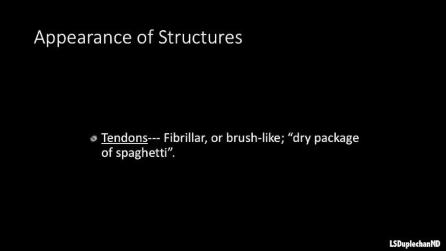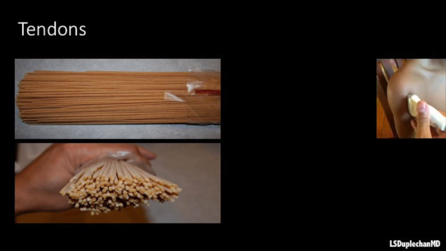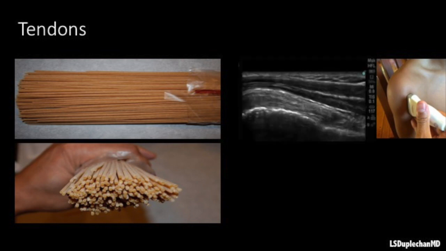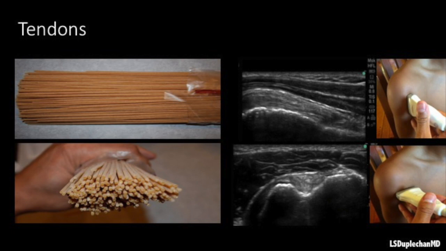The longitudinal appearance of tendons under ultrasound can approximate that of dried spaghetti. The short axis view of tendons appears like looking at the ends of dried spaghetti or a brush. Here the transducer is placed longitudinally over the long head of the biceps tendon, and this is its appearance just to the left. Turning the transducer 90 degrees brings about a short axis view which shows the on-end appearance of the spaghetti or the biceps tendon in the groove.